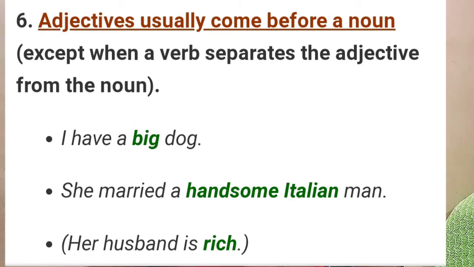Now we have always seen that adjectives will always come before a noun. So whenever we define adjectives, we understand that an adjective is a type of word which will always come before a noun. Like if I say that she married a handsome Italian man, here man is a noun, but handsome and Italian are adjectives. An adjective is a word which defines a noun, and we should always keep in mind that adjectives come before a noun, and that's all. So let's move on to the next one.